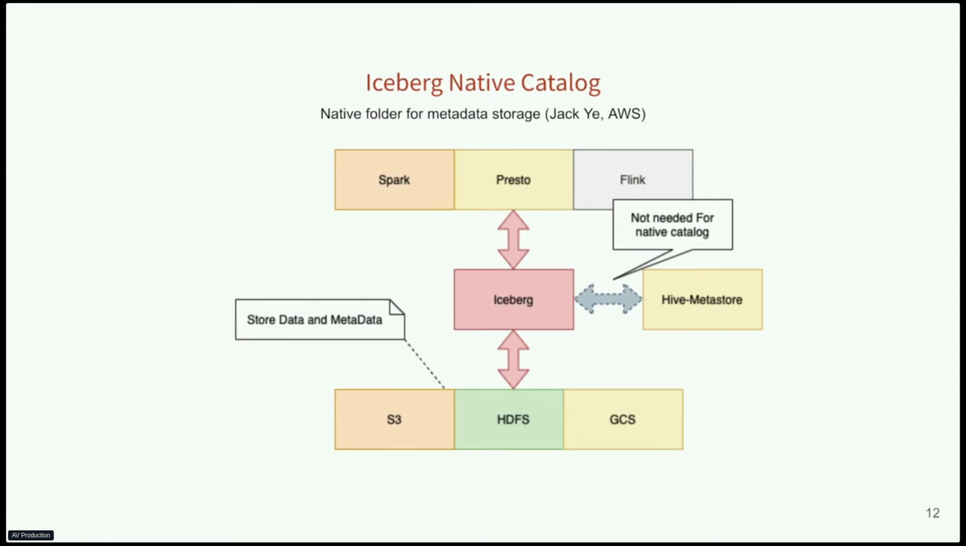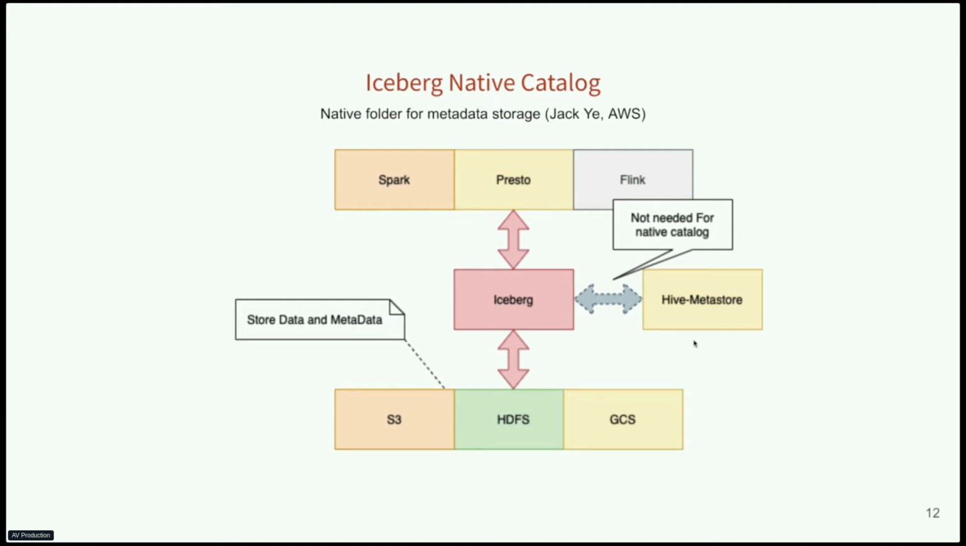That means we have a dependency on a MySQL database or something similar like PostgreSQL. This kind of thing can be a single point of failure. If the MySQL is down, that means you cannot query any table. So Jack from AWS integrated the native catalog, or we can say the Hadoop catalog, into our Presto Iceberg connector.